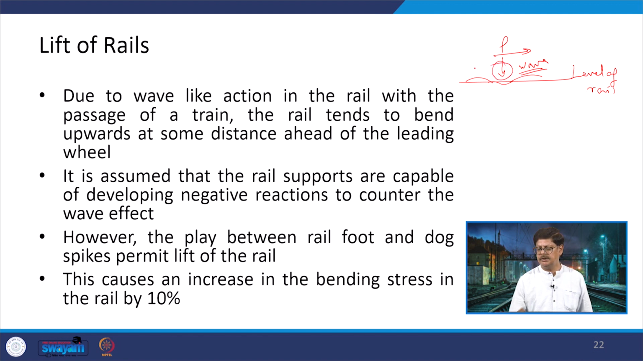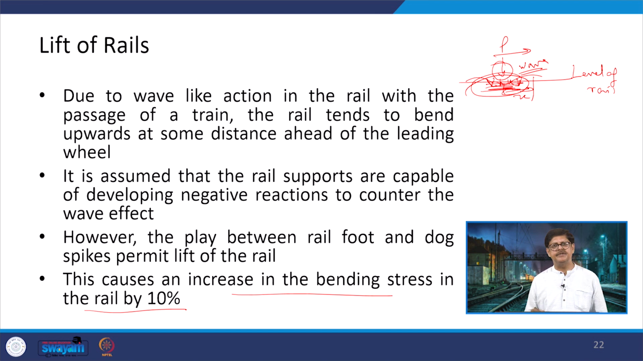So, if this is a leading wheel, at some distance ahead there is a wave being created, and it is assumed that the rail supports are capable of developing negative reactions to counter the wave effect. Now, this wave effect is going to be countered by way of the sleeper being provided at this point and the connectivity of the rails. So, if they are good, then this is going to resist it. However, the play between the rail foot and the dog spike or the other fastenings which have been provided permits the lift of the rail, and this causes an increase in the bending stress in the rail by 10%. So, if the packings here are not good enough, then it may increase the bending stresses.